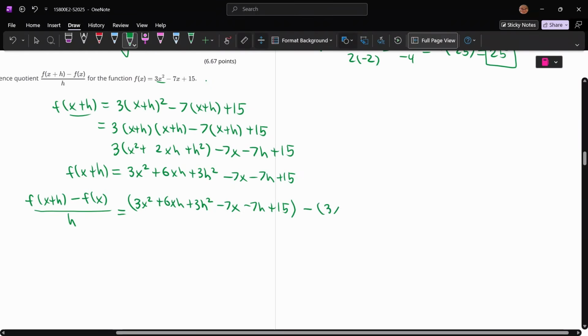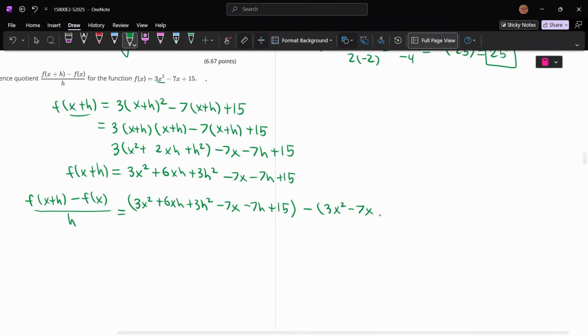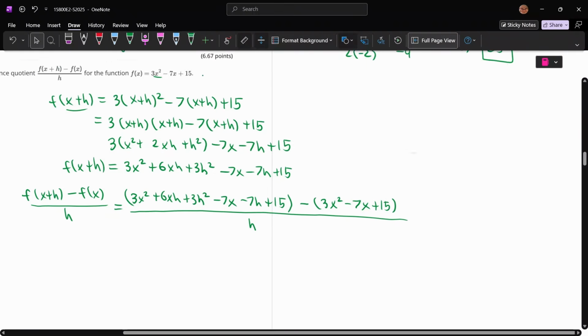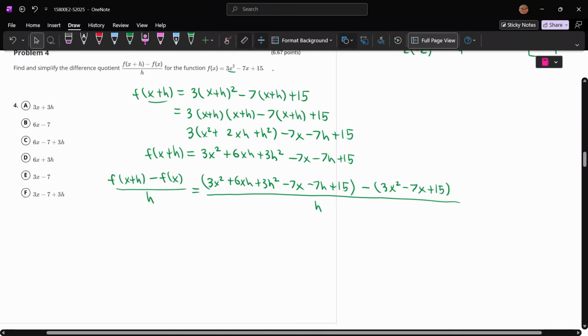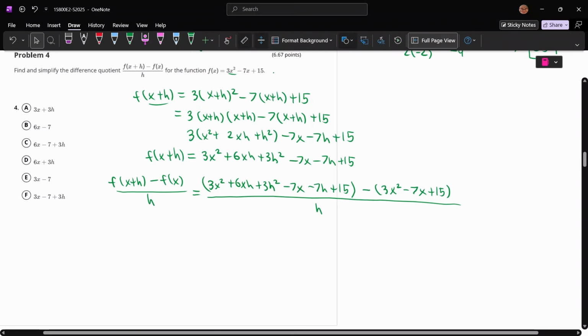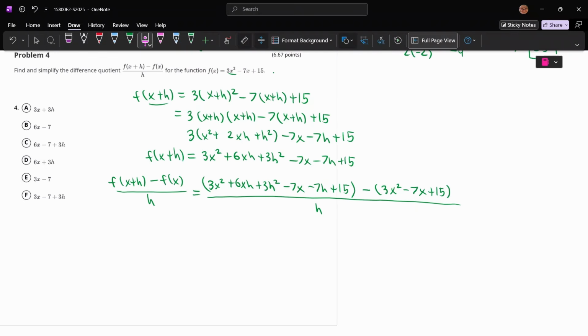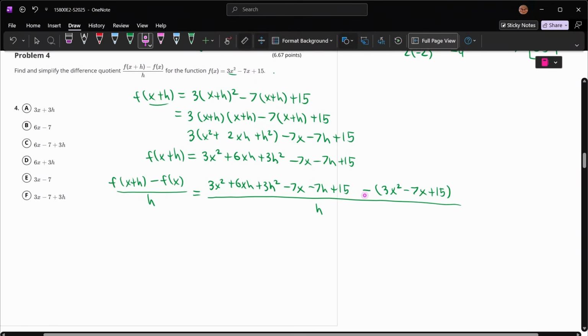So 3x squared minus 7x plus 15, all over h. Now you can see what I mean by how this is going to get really, really messy. Now we have to deal with these parentheses terms too, so that we can simplify. So first, I can actually get rid of the parentheses for the first term. These don't really matter. But for this case, it's going to be a little bit different.